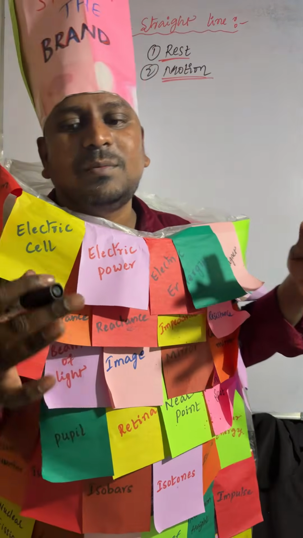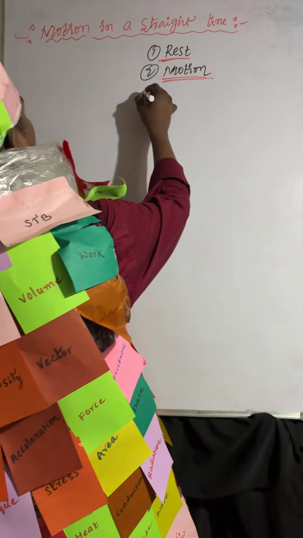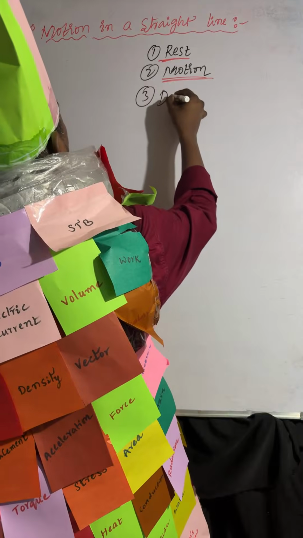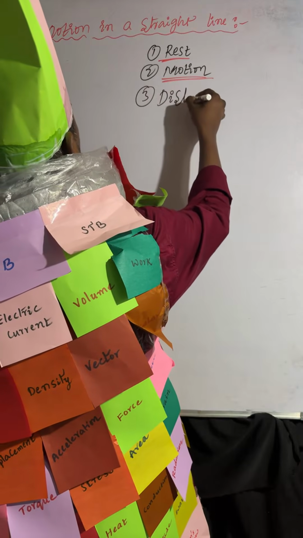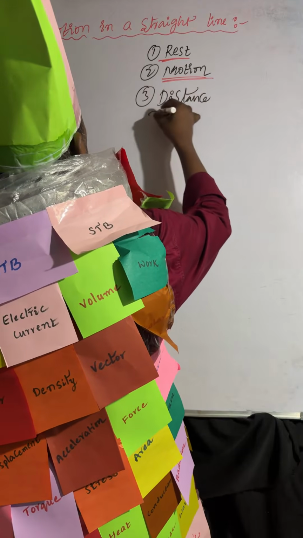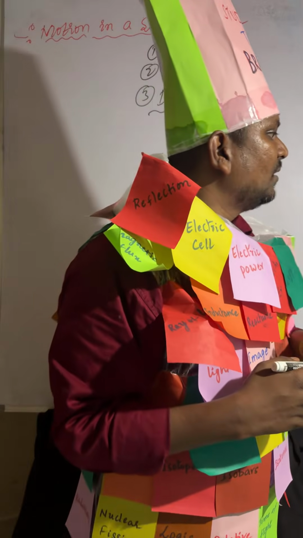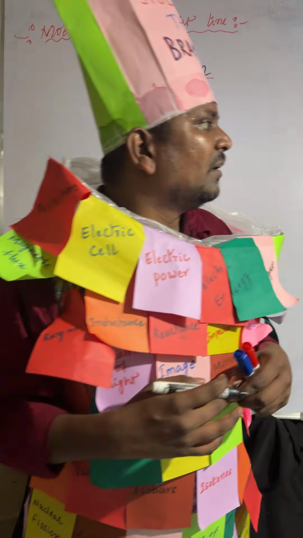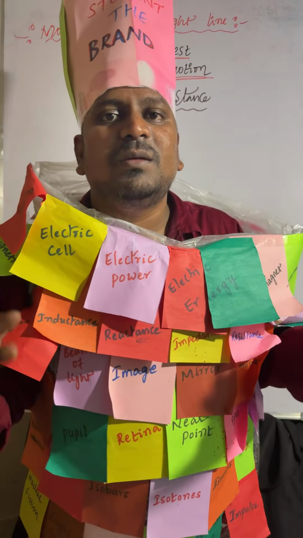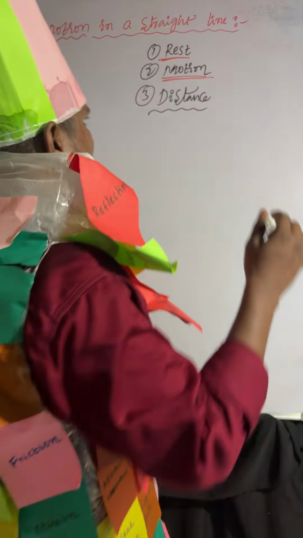Now, we'll discuss distance. The third point is distance. The total length covered by an object is called distance.